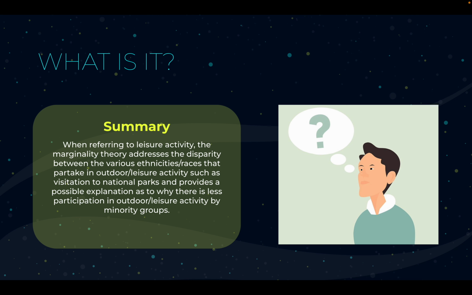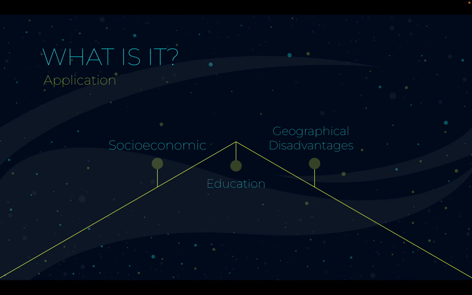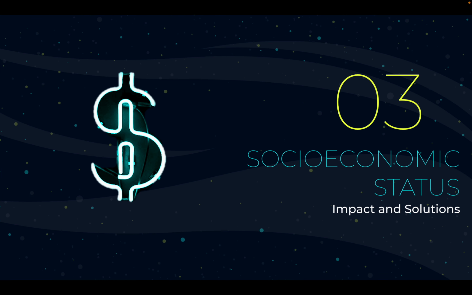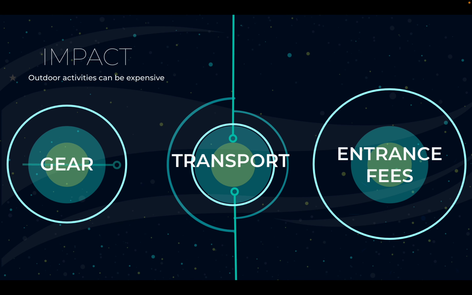So the way that this applies to marginality theory is that understanding why marginalized groups do not get to go out and participate in leisurely activities is really caused by the fact that these marginalized groups do not have the socioeconomic ability to do it, they do not have the education, and there are geographical disadvantages. So first, let's talk about socioeconomic status.